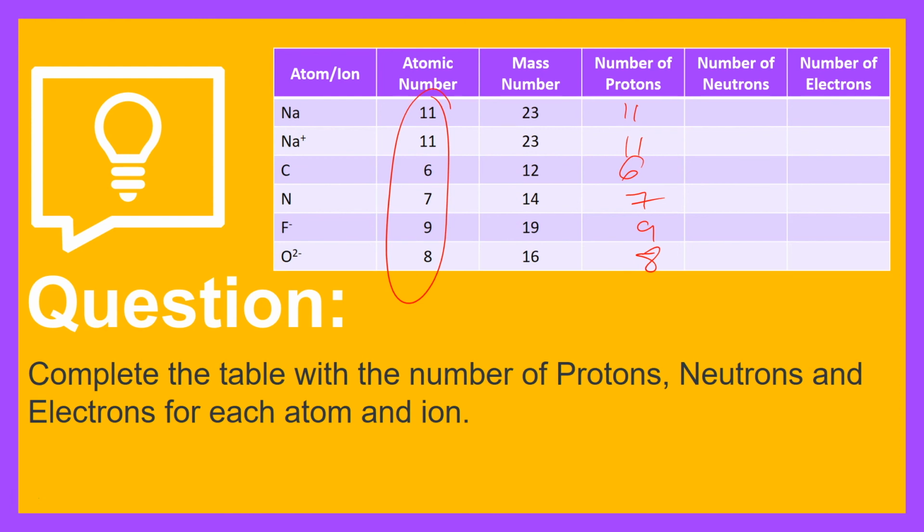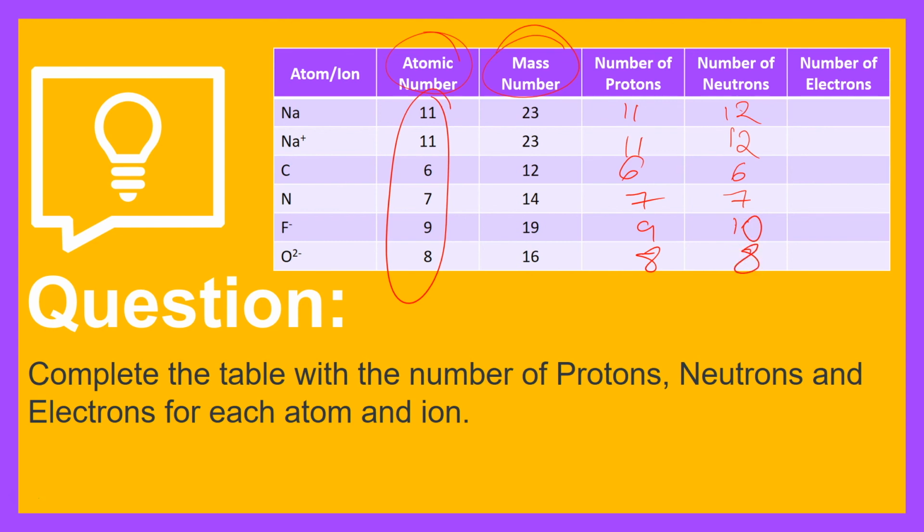Now when we get to the number of neutrons, it's going to be mass number, and then take away atomic number. So we've got 23, take away 11 is going to leave us with 12. It's the same for the next one, it's also 12. Then 12 minus 6 is 6. 14 minus 7 is 7. 19 minus 9 is 10. And 16 minus 8 is 8.